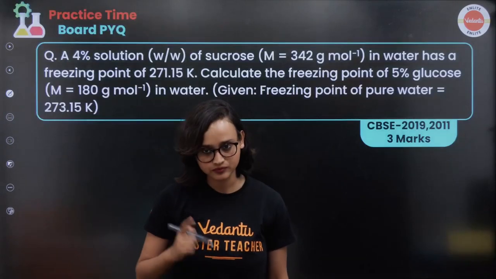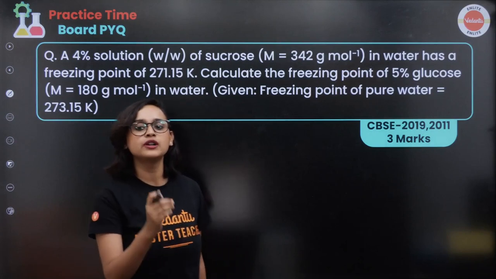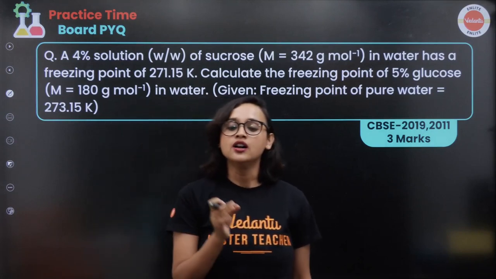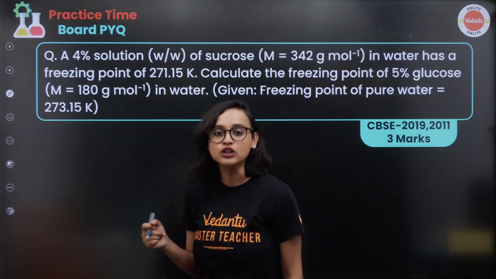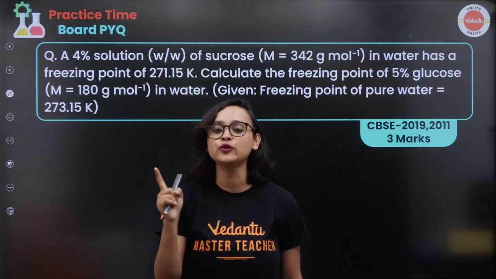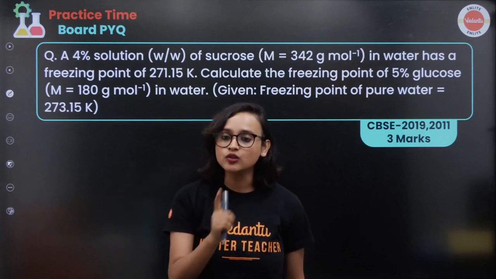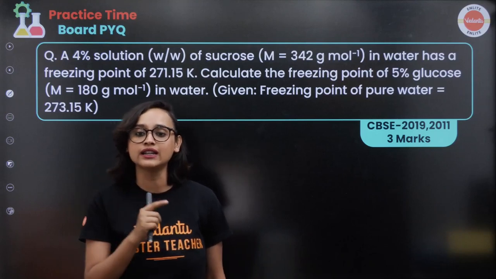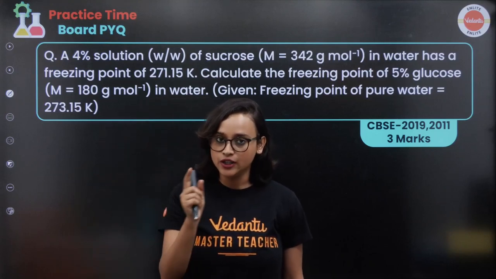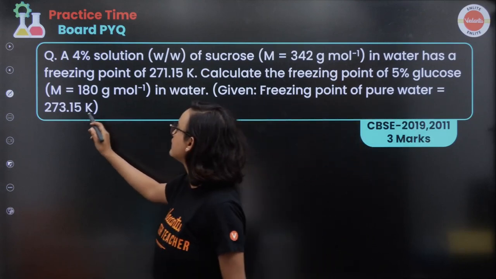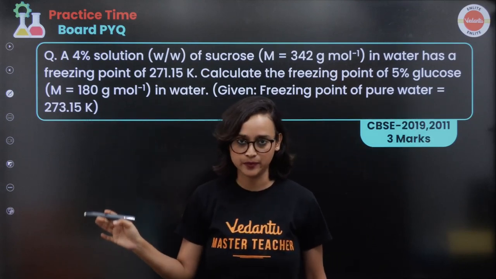Let's do it. A 4% solution W by W of sucrose, where M is equal to 342 gram per mole, in water has a freezing point of 271.15 Kelvin. Calculate the freezing point of 5% glucose, M is equal to 180 gram per mole, in water. You are given the freezing point of pure water, that is 273.15 Kelvin.